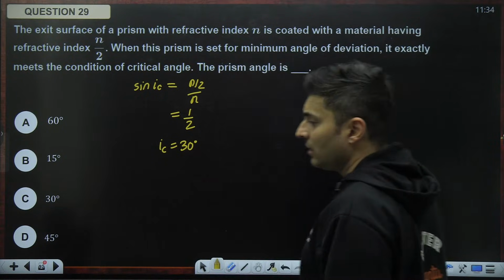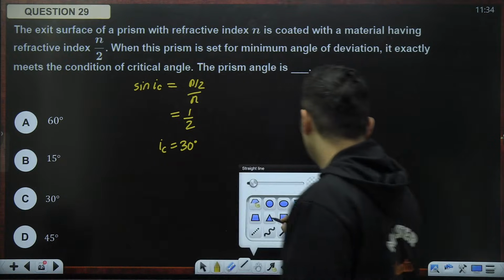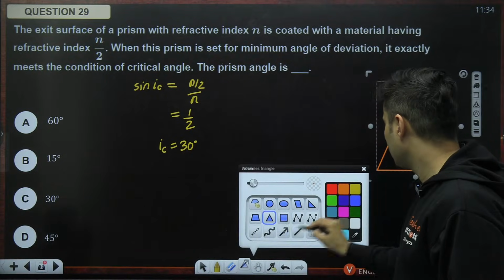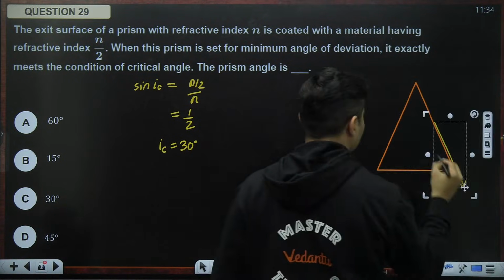Okay, but we do not have to end over there. See, I'll tell you, just draw the diagram, things will be very clear. This is coming like this.